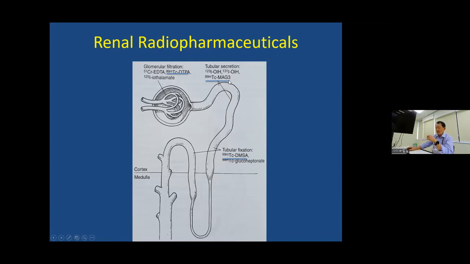But if somebody asks to evaluate renovascular hypertension, well, a captopril interventional study, this is the choice because this is a glomerular agent. We are testing glomerular function. And so this is the choice.